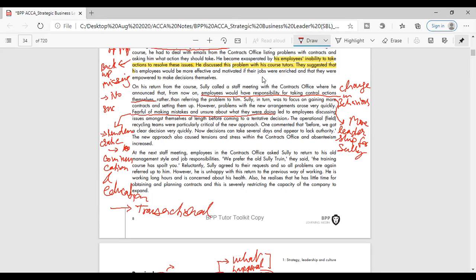One commented that before, we got a clear decision very quickly, now a decision can take several days and appears to lack authority. The new approach also caused tension and stress within the contract officers, and absenteeism increased. Wow. All right. So in a way, you see here, there's a change in the organization, but mismanaged.